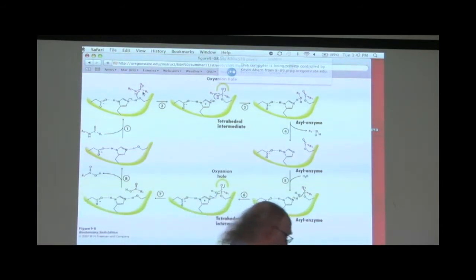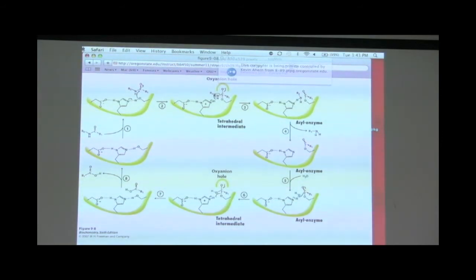This oxygen right here is very electronegative. It's pulled electrons away from carbon, so this carbon is relatively electron poor. This alkoxide ion is relatively electron rich. The alkoxide ion attacks it, and you can see right over here that the oxygen that was there has now made a covalent bond with that carbon. We haven't broken the peptide bond yet, because there's the peptide bond, but the peptide bond is getting ready to fall apart.